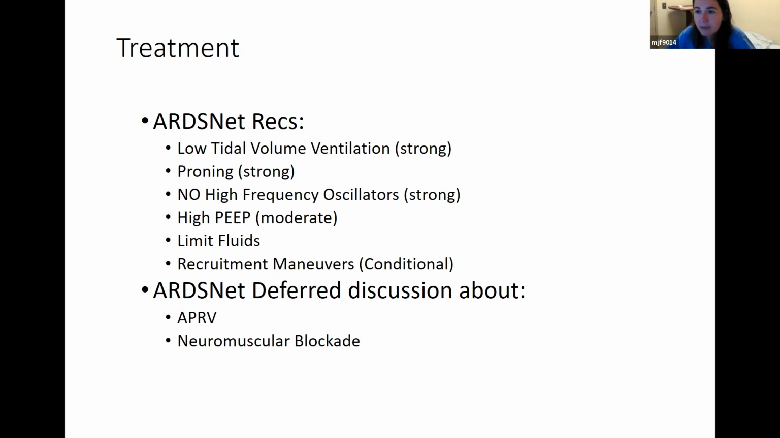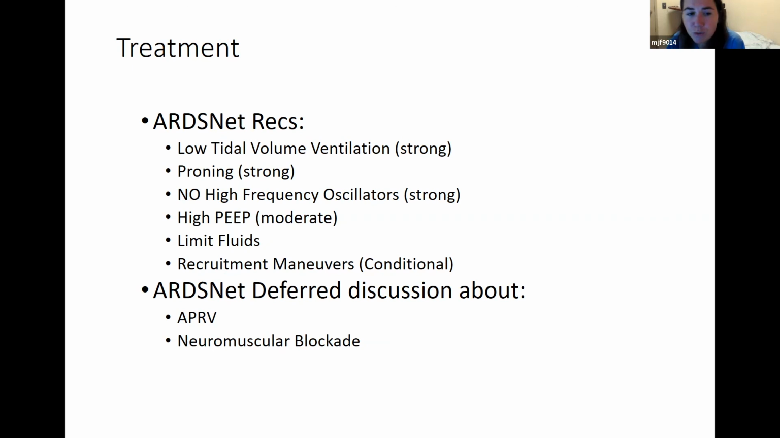I think everyone is probably familiar with ARDSnet, but just in case, we'll talk about it. It's a research network that was formed by the National Heart, Lung, and Blood Institute and the National Institutes of Health. And it was formed in order to carry out multi-center clinical trials of different ARDS treatments. And then based on these studies that were carried out, these guidelines were established.